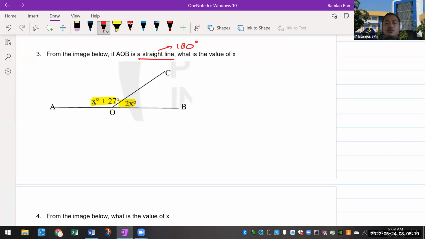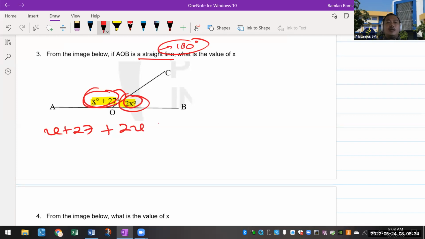So here I can have an equation: this added with this equals 180, right? I can write that down as x plus 27 from here, and then add 2x from here, equals 180 because it is a straight line, okay? So we can do the algebra.